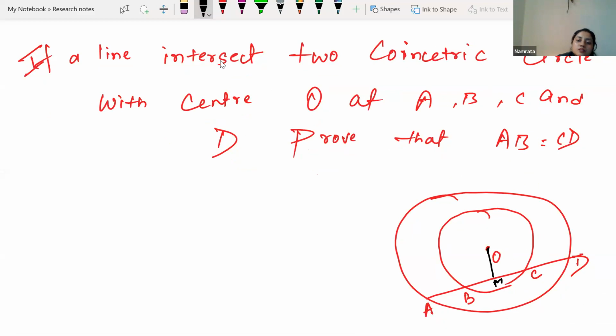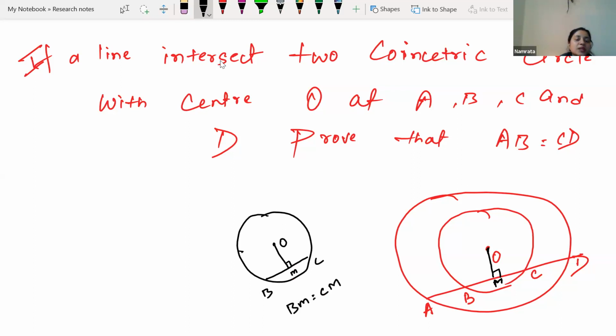Can I say that for the smaller circle, if we drop a perpendicular, just focus on the smaller circle. Let me draw it separately. Just focus on this smaller circle, the inside one. Here the center O is there. Here the chord is there, BC. And if we drop a perpendicular OM like this, can I say BM and CM both will be the same? Just by the previous theorem, can I? Yes, we can.